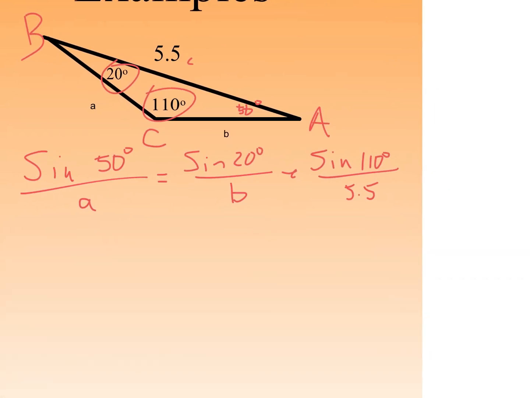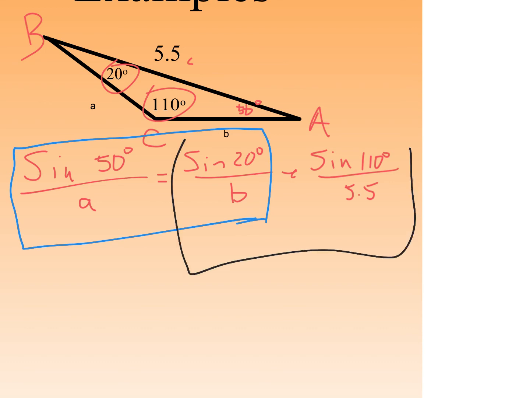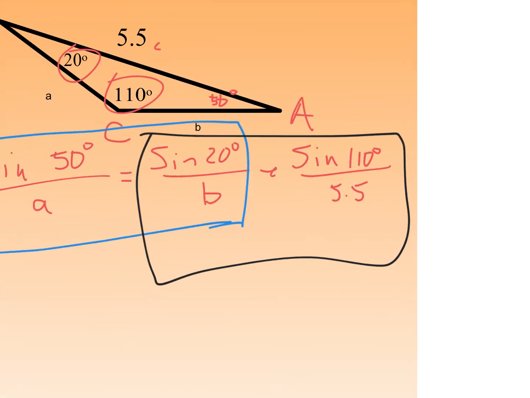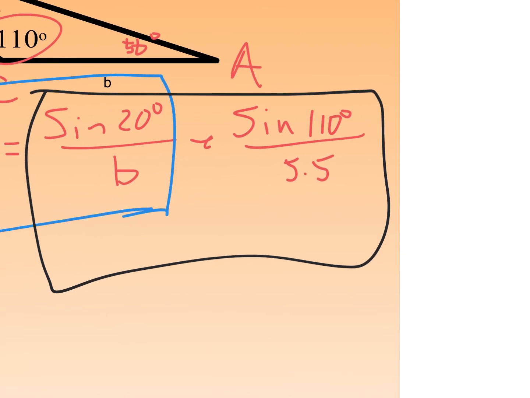Okay. Now, should I use these two? No, I don't know 3 out of 4 pieces of info. So that one I can't solve. Should I use these two? Do I know 3 out of the 4 pieces of info? Yes, I do. So I can do sine 20. All right, I'm going to give people different tasks. Tyler, I'm going to ask you to do sine 20. Henry, I'm going to ask you to do sine of 110.